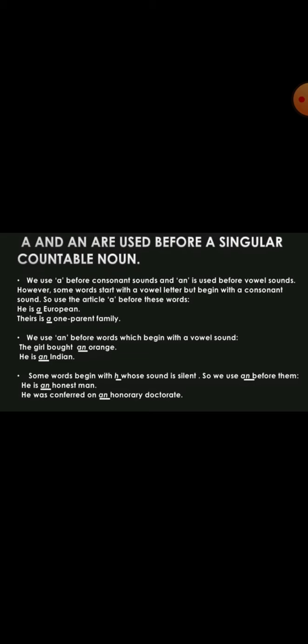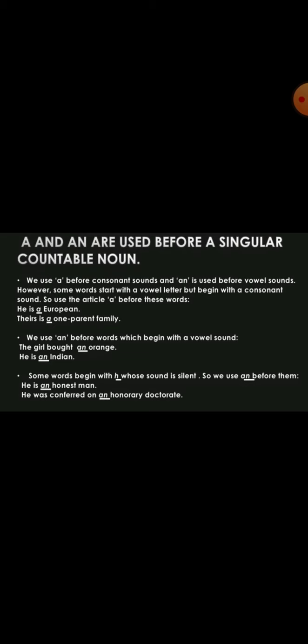Not only go through the letter, you have to check the consonant, check the sound also, right? Some words start with a vowel letter but begin with a consonant sound. So use the article a before these words. For example, he is a European. Here e is a vowel, but we are getting the sound of what?